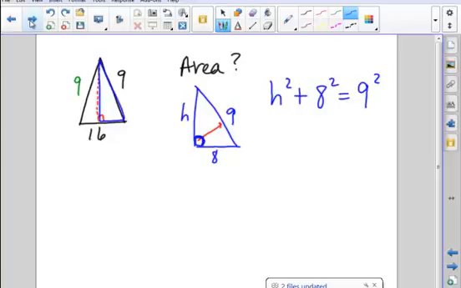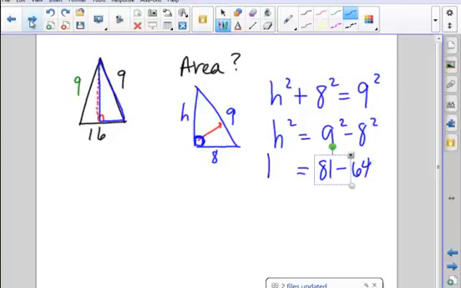Okay? So what we know is 8 squared, and I can go ahead and subtract 8 squared from both sides, right? So h squared is equal to 9 squared minus 8 squared. So 9 squared is what? 81. Yeah, 9 times 9, right? Versus 9 times 2. This is 9 times 9. 8 squared is 64. And h squared is equal to that, 81 minus 64.